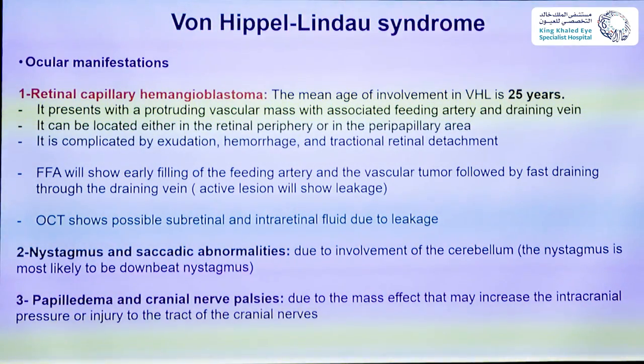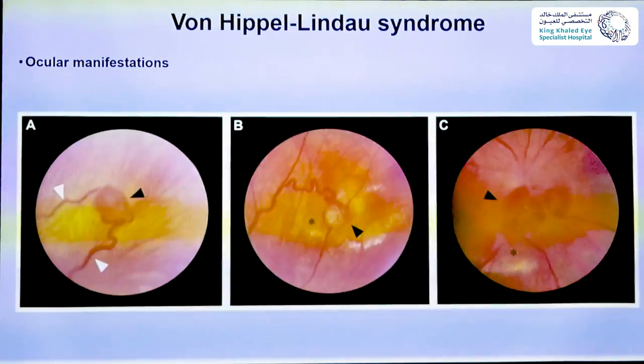The characteristic finding on our side is the retinal capillary hemangioblastoma. The mean age of involvement is 25 years. It presents as a protruding vascular mass, red to orange, with an associated feeding artery and draining vein. It can be located either in the periphery or in the juxtapapillary area. Juxtapapillary lesions are sometimes associated with delayed diagnosis because some patients were labeled as NVD. It can be complicated by exudation, hemorrhage, and traction retinal detachment, as with any phakomatosis lesion that involves the retina.